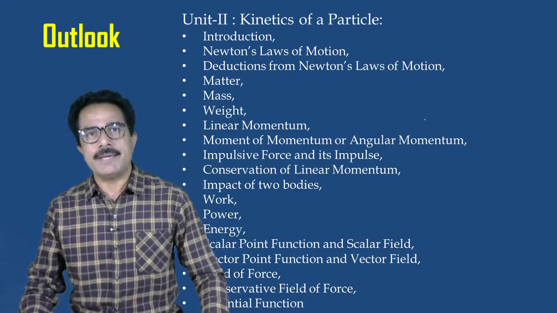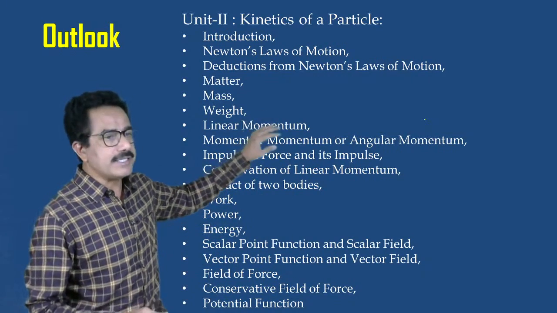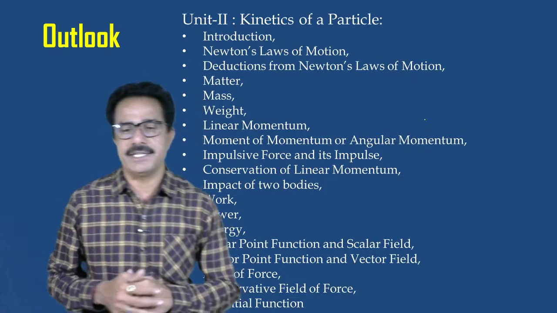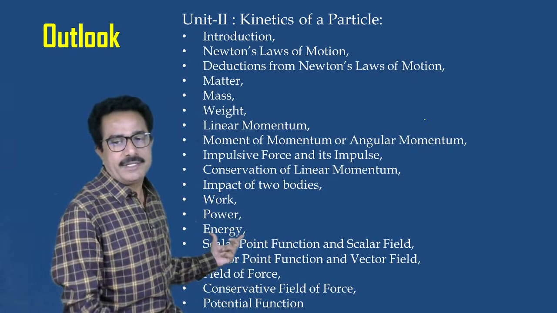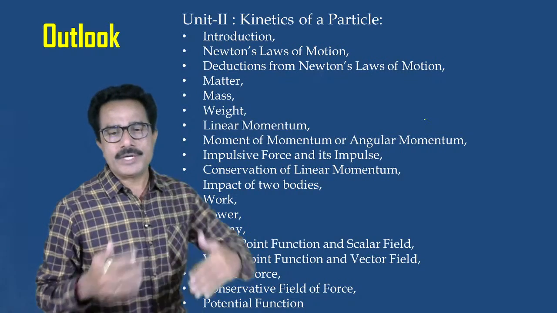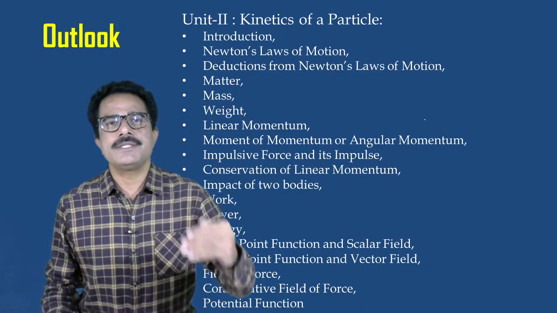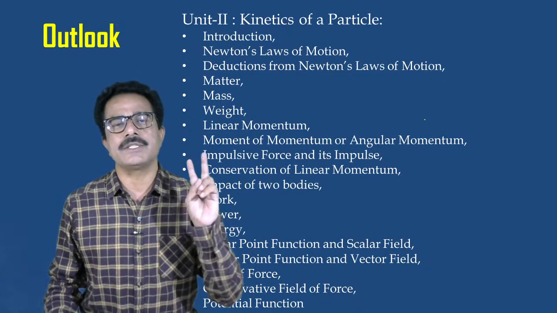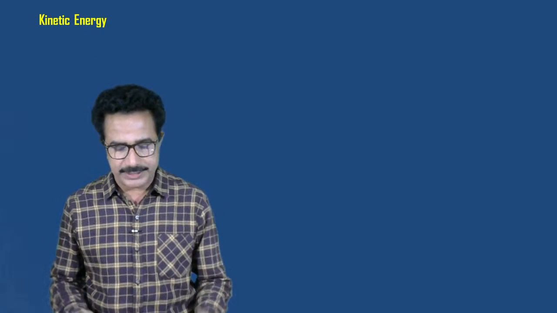Actually there are two types of energies. The first type is called kinetic energy and the second type is called potential energy. Potential energy and kinetic energy, these are the two types of energies. Now today we shall prove a most important relation and one important theorem.